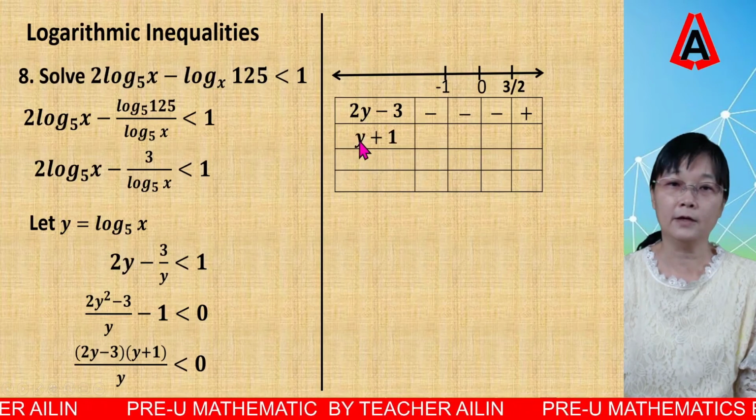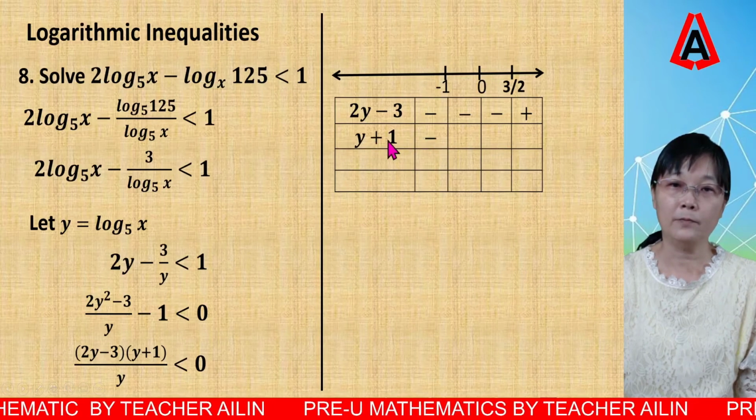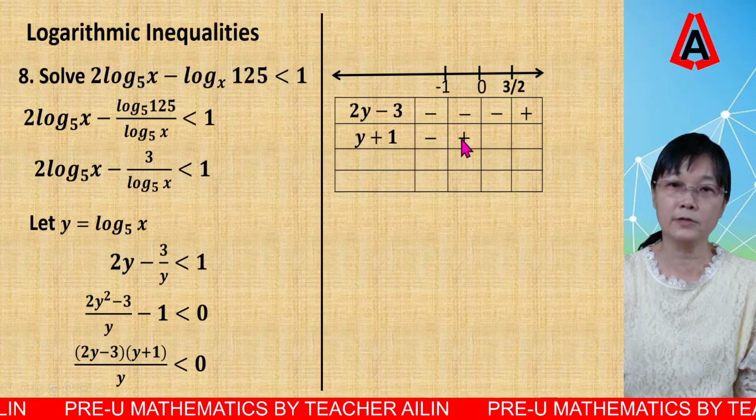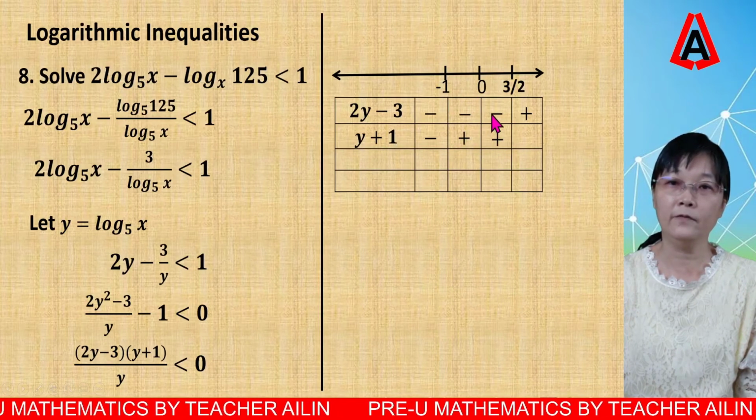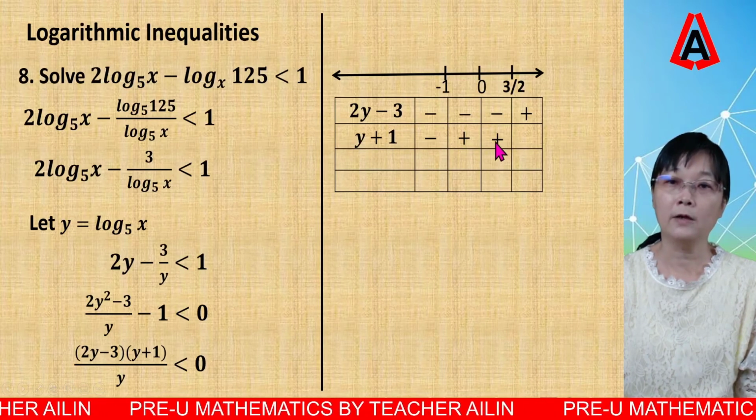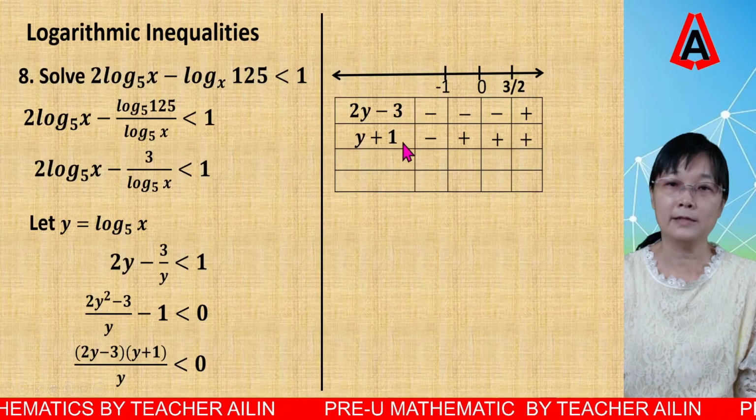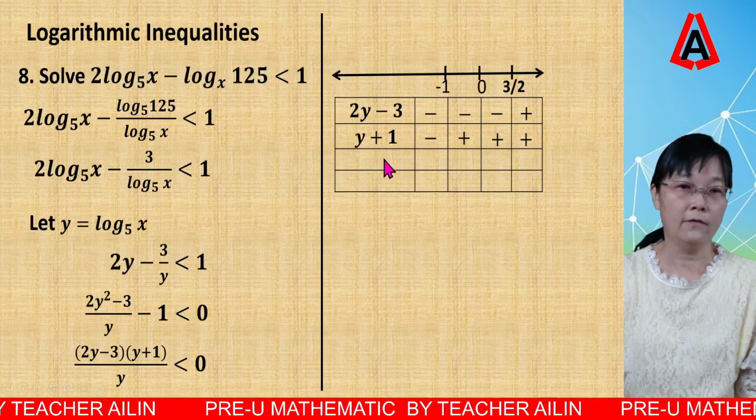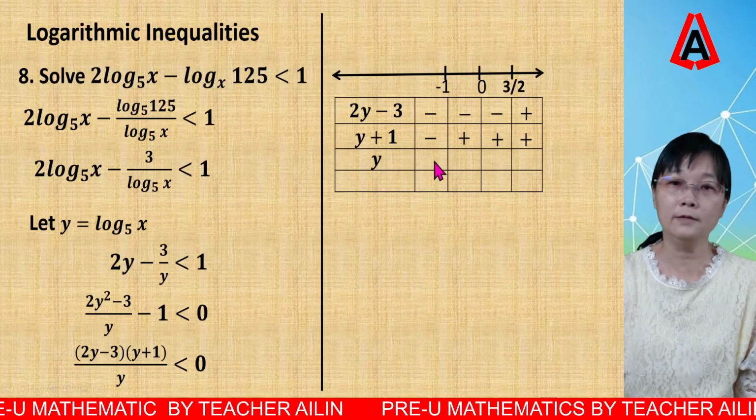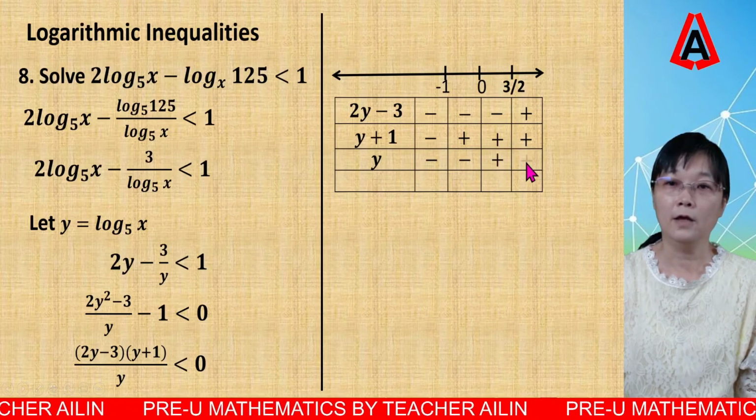For the second factor, y plus 1, when y is less than -1, y plus 1 is negative. When y is between -1 and 0, y plus 1 is positive. When y is from 0 to 3 over 2, y plus 1 is positive. And when y is greater than 3 over 2, y plus 1 is positive. For the third factor, y, for y less than -1, it is negative. Less than 0, negative. Greater than 0, positive.